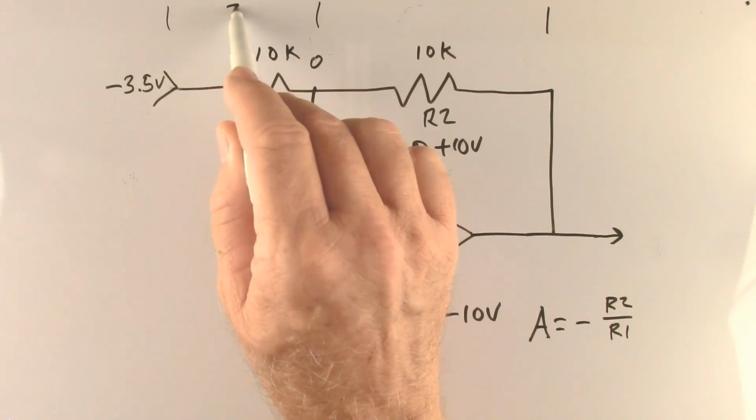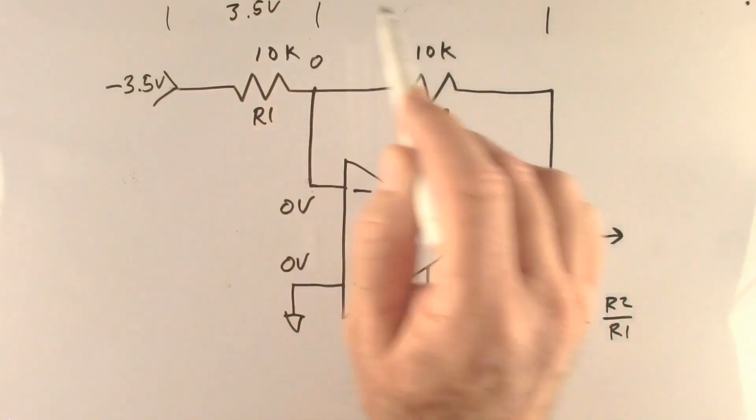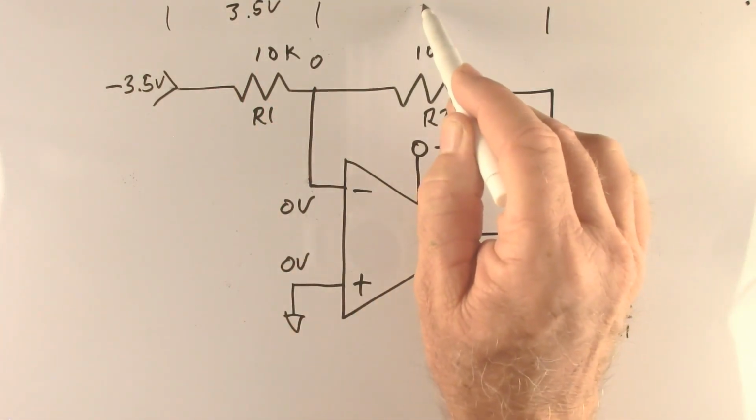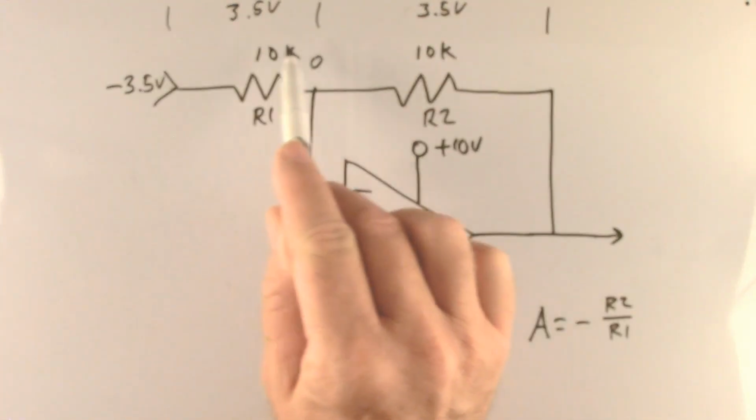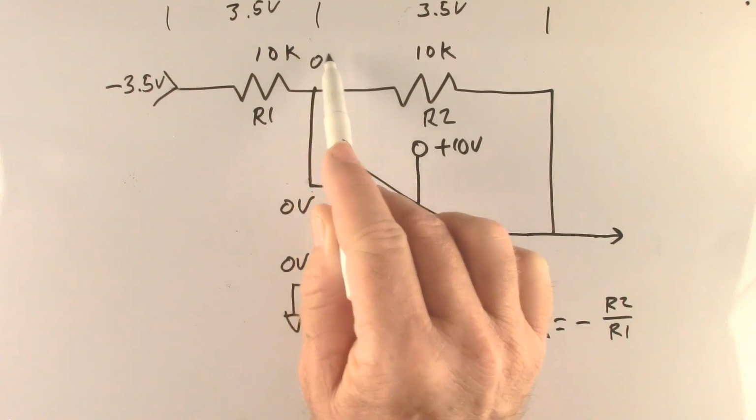We've gained 3.5 volts. The two resistors are equal, so the voltages will be equal. 3.5 volts here. So we gain 3.5 volts to get up to 0. We have to continue the gain.